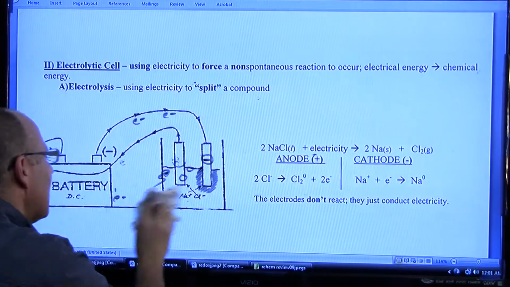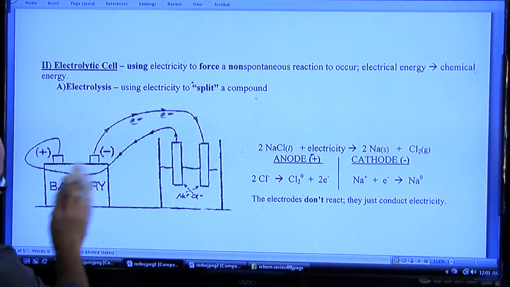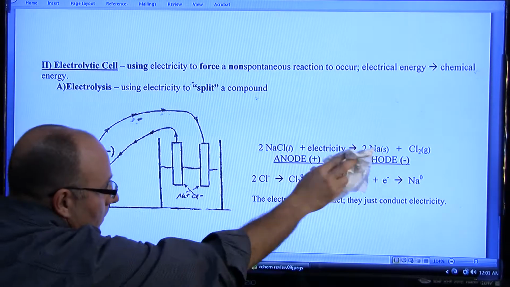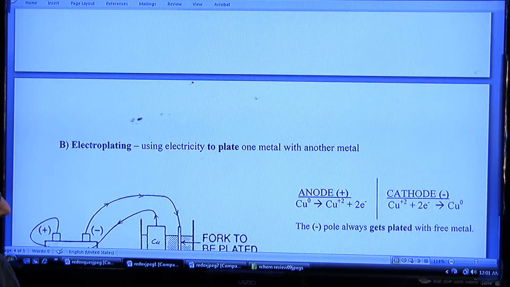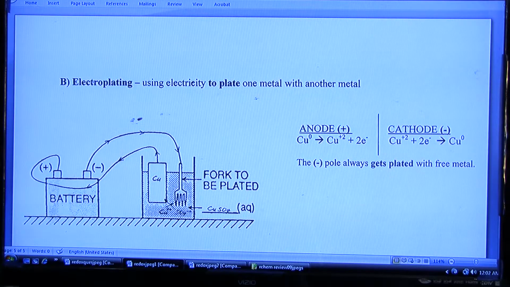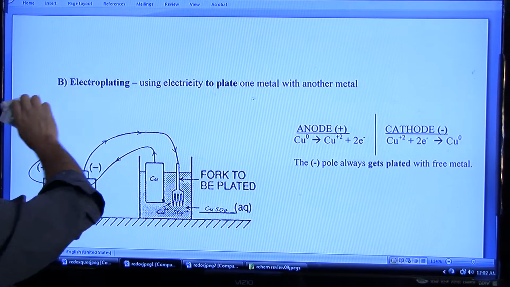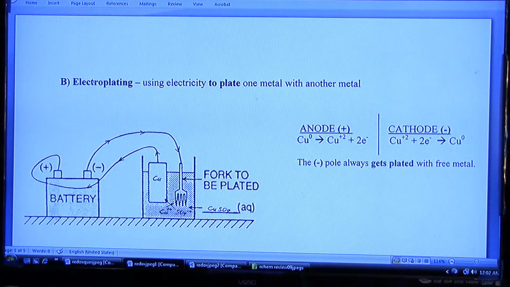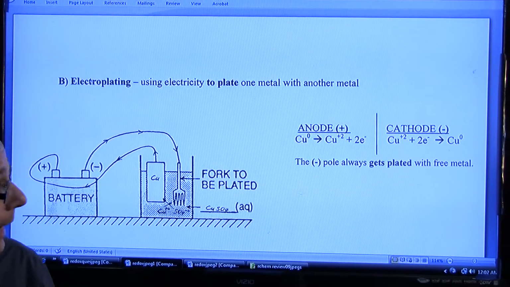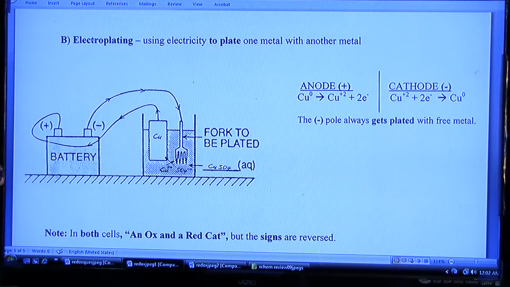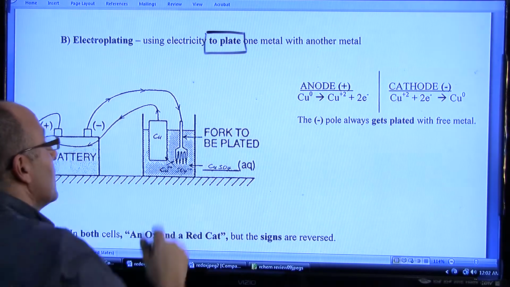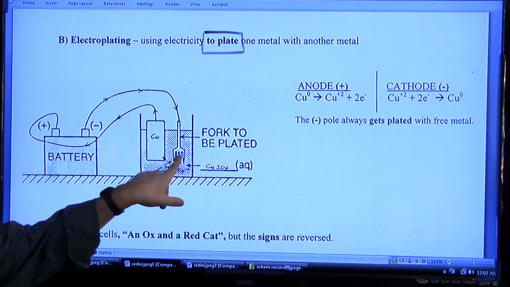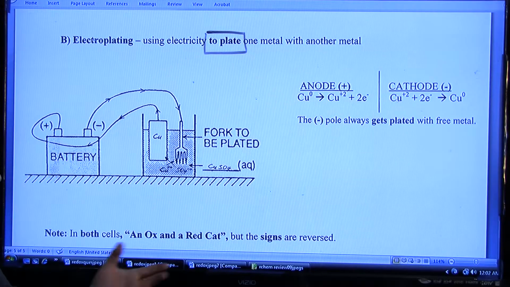And you want to plate one metal with another. And that's just below this one. So the second type of electrolytic cell is used for electroplating. Electroplating is, again, using electricity, always in an electrolytic cell, to plate one metal with another. To plate means to cover one metal with another. So suppose you wanted to plate this fork here with copper, or with gold or silver.